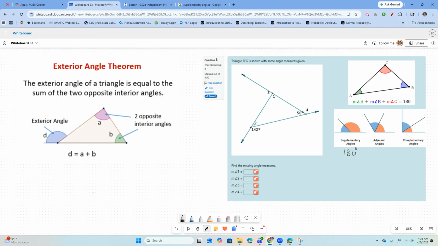Now, I can do number 2 because I have information that helps me find number 2. And I cannot do number 3 because I don't have enough information to find number 3. And I can do number 4 because that one I have enough information to find it. I'm going to start backwards. I'm going to start with number 4. I think it's easier that way.